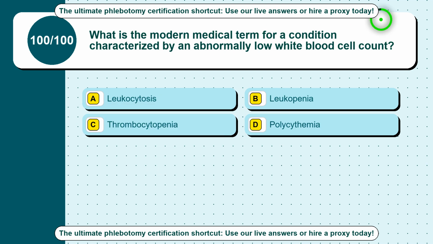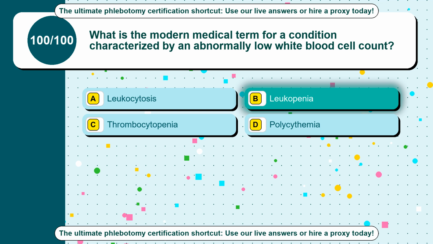Question 100. What is the modern medical term for a condition characterized by an abnormally low white blood cell count? Option A, leukocytosis. Option B, leukopenia. Option C, thrombocytopenia. Option D, polycythemia. The correct answer is option B, leukopenia.